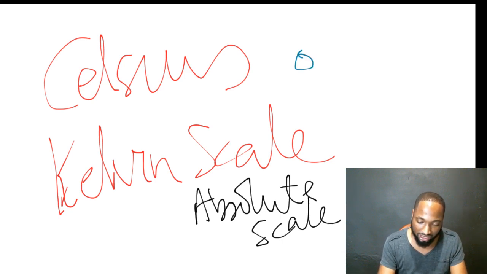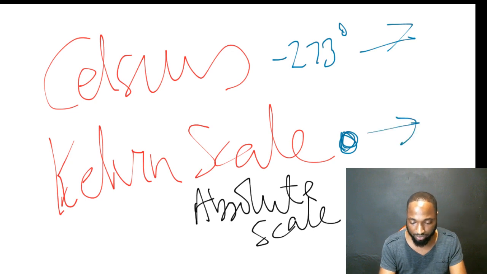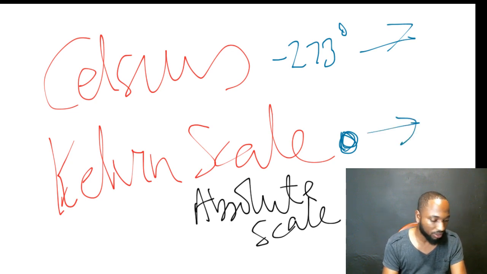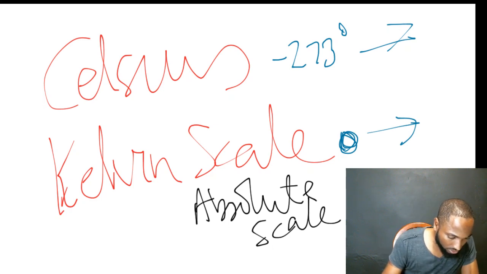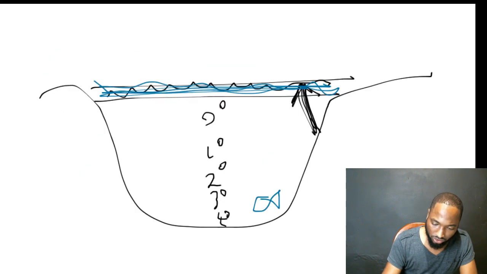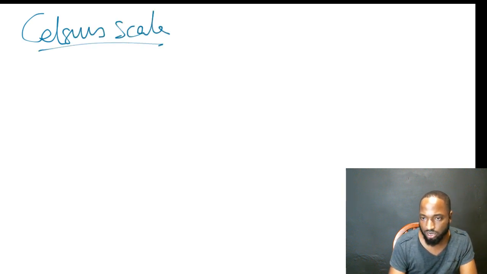You know your Celsius scale. In the Celsius scale, minus 270 degrees is absolute zero. But the Kelvin scale actually runs from zero going up. And in the Celsius scale, what's the definition of the Celsius scale? There's a definition. It's two things to remember. On the Celsius scale, zero is the freezing point of water.